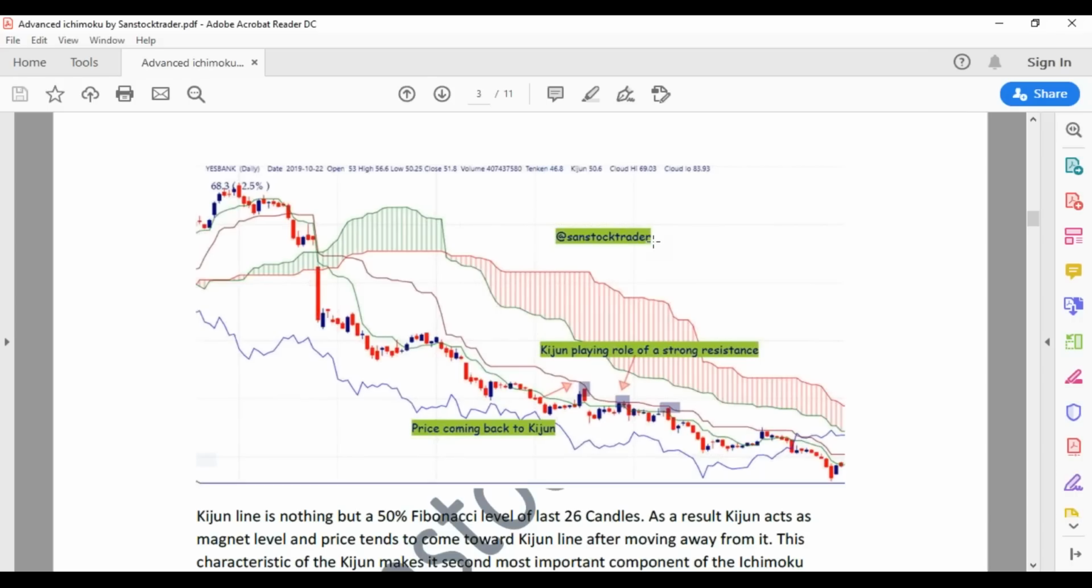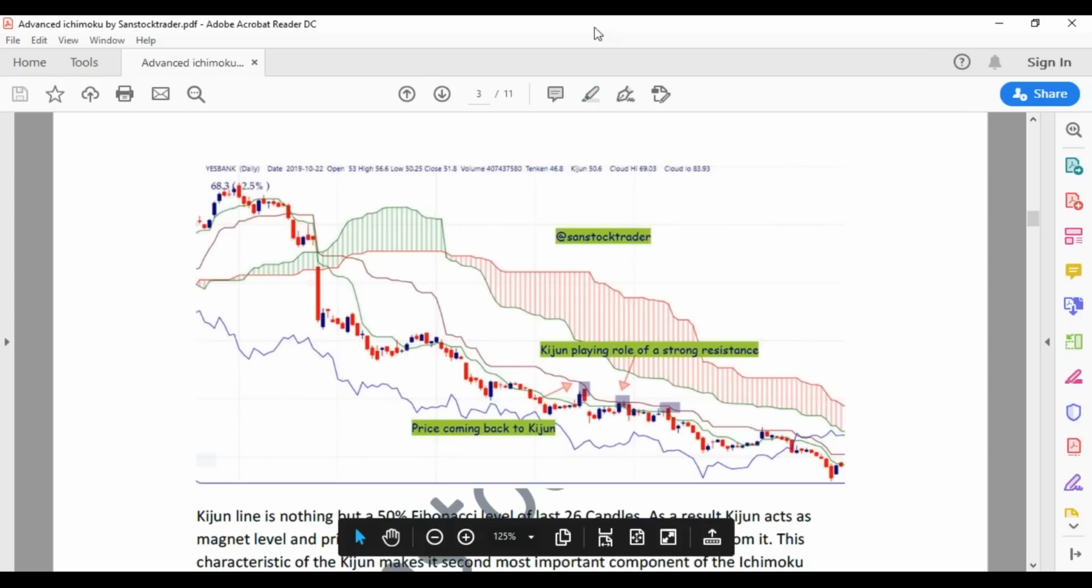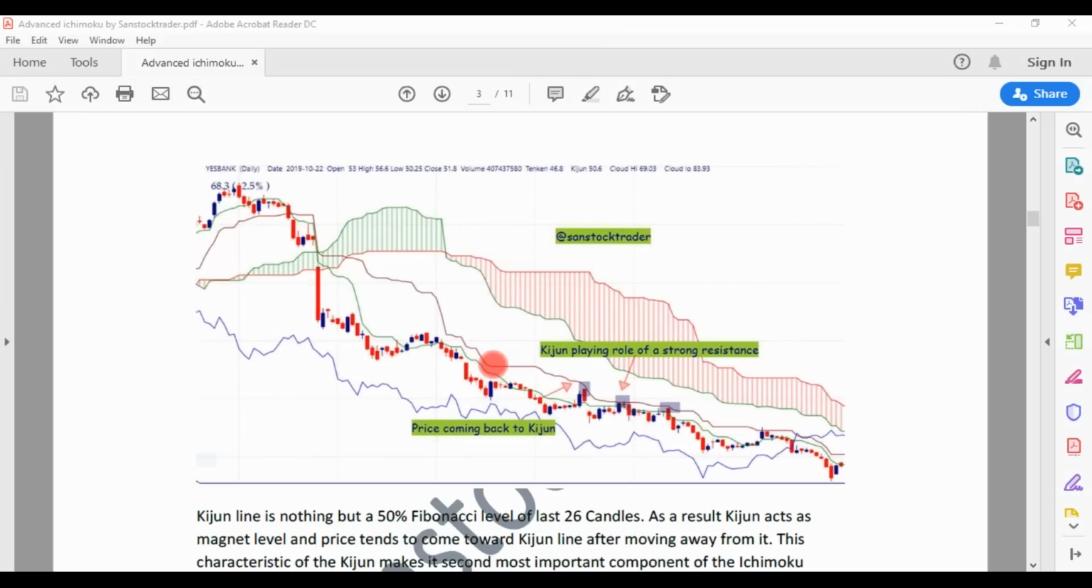Not only that, the slope of the Kijun also gives a lot of insights. That means if Kijun is flat, we can see from here, if Kijun is flat, here one can see Kijun is flat, that means price is going under consolidation, and that's the beauty of this system. You don't need to look into the candles and come to the conclusion whether it is a consolidation or a trend. One can understand this by just looking at the Kijun.